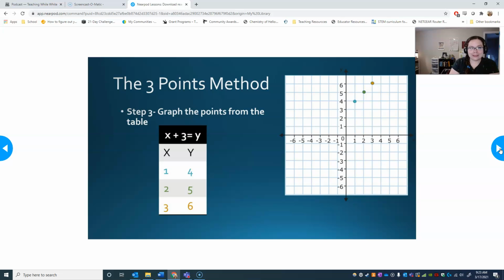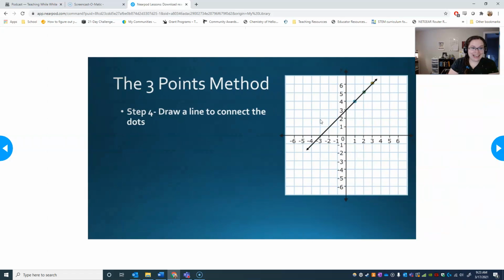My final step is going to be to connect my points with a line. A line has an arrow on both ends, because the line keeps going in both directions. If x equals 100, y is going to equal 103. Same with the negative values.